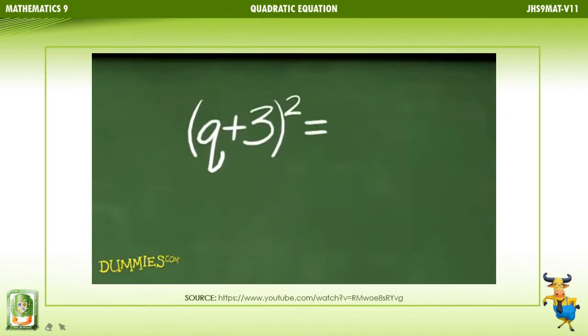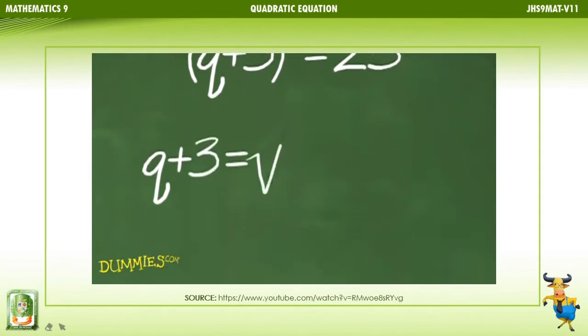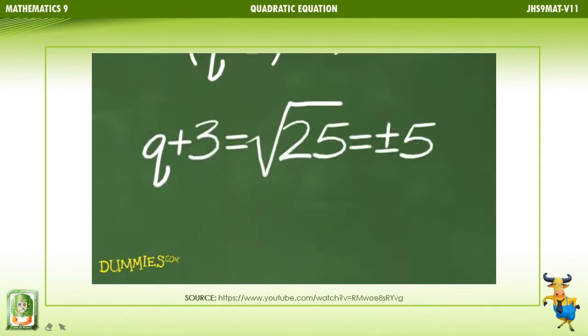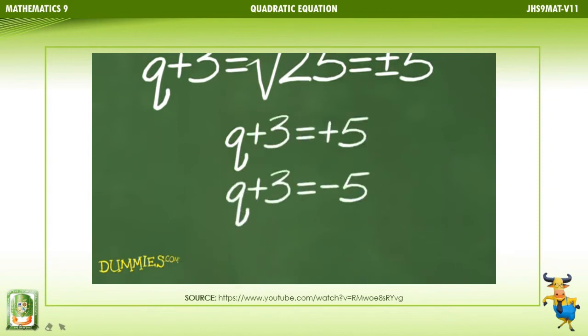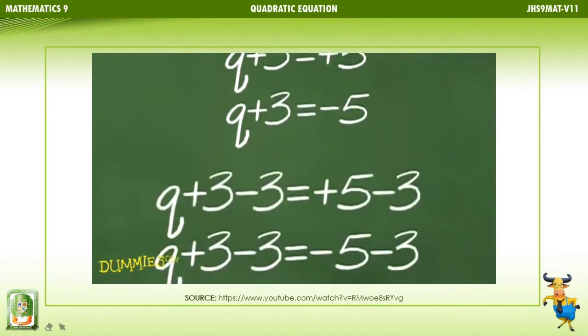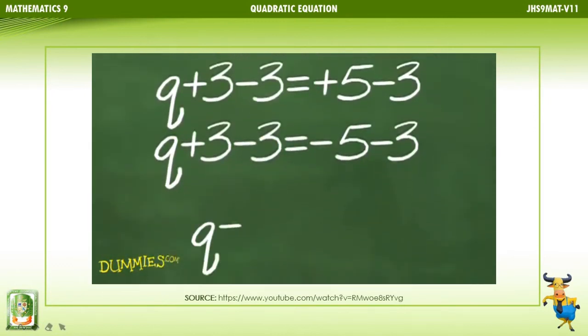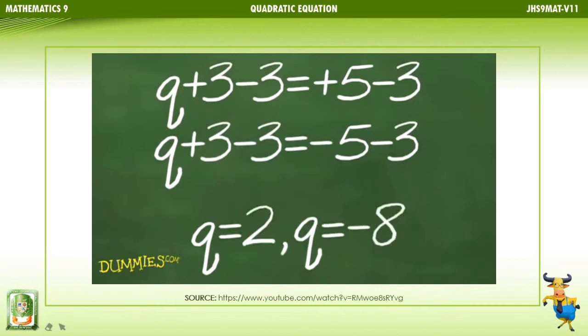Alright, no tricks on this one, but the answer may surprise you. Let's solve for q. We actually end up with two completely different answers, not one number and its opposite. We use the square root rule first to get q plus 3 equals plus or minus the square root of 25, which is plus or minus 5. Now we have two different linear equations to solve. Q plus 3 equals plus 5, and q plus 3 equals negative 5. Subtracting 3 from each side of each equation gives you q equals 2, and q equals negative 8.